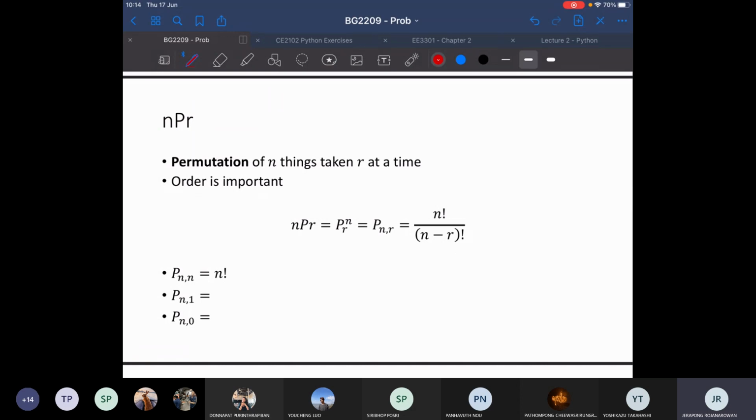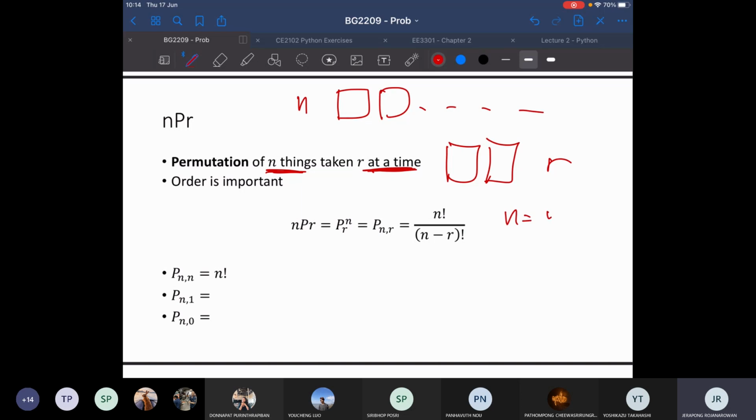Now this time we are not going to arrange all of them. Okay, we have n of them. We arrange only maybe a few. We have n of them, we arrange only r of them. So in this case, as you can see, if I have n equal to 5, r equal to 2.